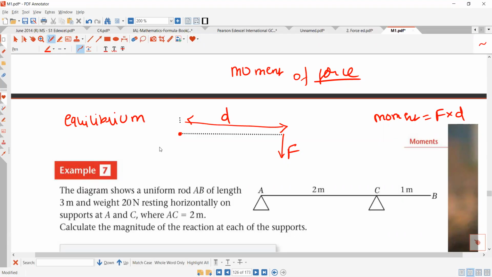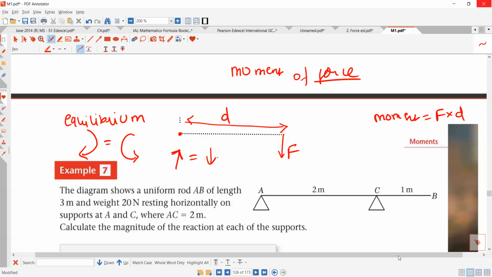Okay, if you are seeing equilibrium, Sujata came, Ume Salma came. Salma is over here, Sujata is here. So equilibrium is force into distance. When a body is in equilibrium, there are two things you are supposed to know. Total clockwise moment equals total anti-clockwise moment. And the sum of upward force equals the sum of downward force.